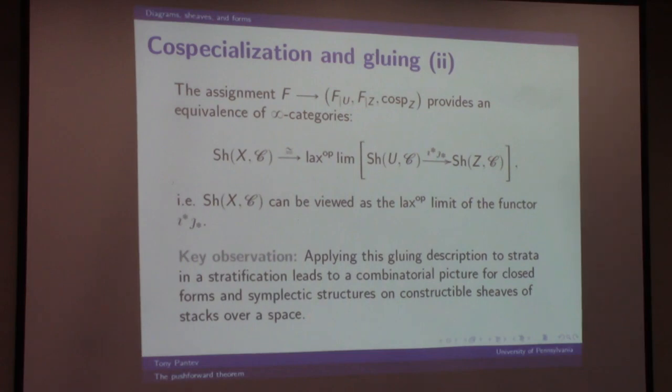So this is what you use to reduce constructible sheaves of stacks or objects in some reasonable category to combinatorial data. You can apply this to the strata in a stratification. It will give you the description of the sheaves of stacks, and it will also give you the description of the forms.